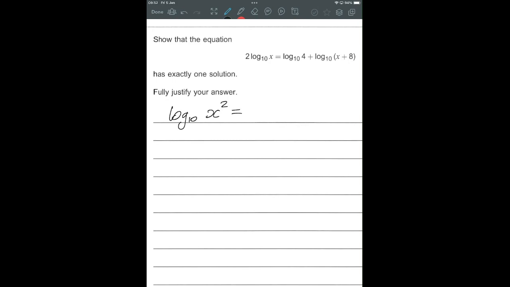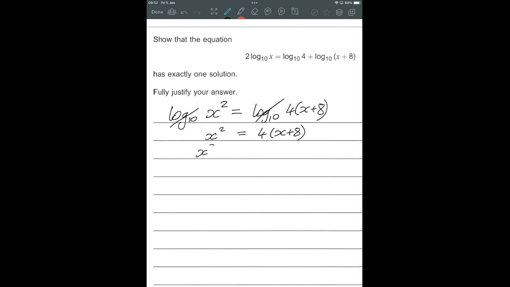The number in front comes up as a power. And on the right hand side, if you add two logs, you multiply on the inside. Now we have log of something equals log of something. Well, that just cancels. Now we can cross out these logs. What we've really done is taken 10 to the power of both sides.